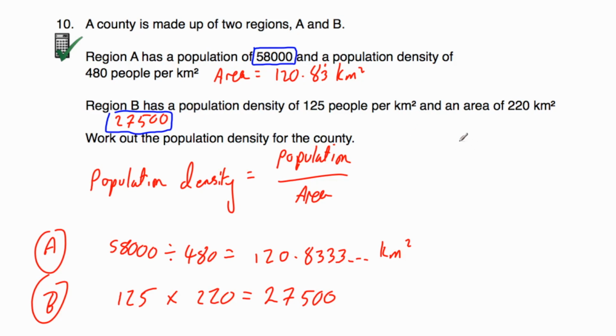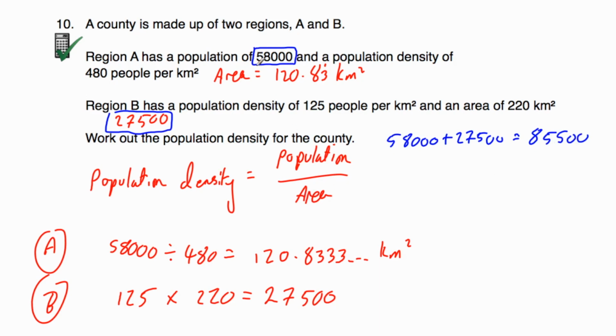So let's do our 58,000 plus 27,500 and see what we get. That's equal to 85,500 people. So that means the population of the entire county is 85,500. Now we want to work out the area of the county.